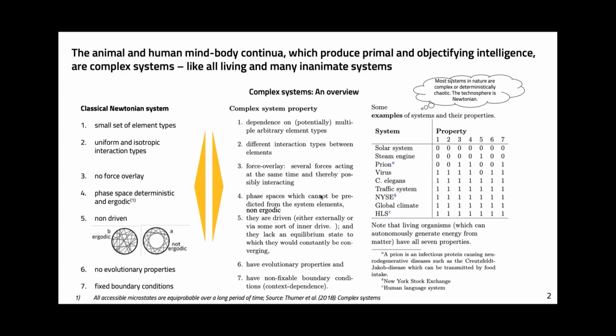Also, there is no force overlay. There are other forces like electromagnetic forces. There's, for example, light that comes out of the sun, but it doesn't interact significantly with gravitation. So if I model the way the planet moves around the sun, I don't need to take into account other forces than gravitation.